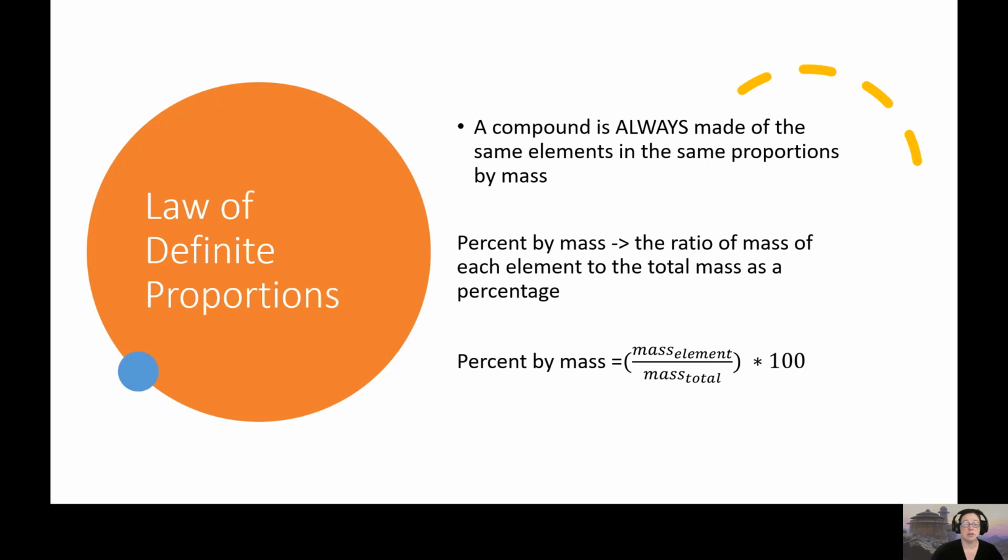So elements and compounds are governed by a couple of laws. One of those is the law of definite proportions. It says that a compound is always made of the same elements in the same proportion by mass. Percent by mass is the ratio of the mass of each element to the total mass as a percentage. We represent this mathematically with this expression: percent by mass equals mass of element divided by mass total times 100. When you divide, you cancel out your units and you end up with just a percentage as your answer. So let's see what that looks like with an example problem.